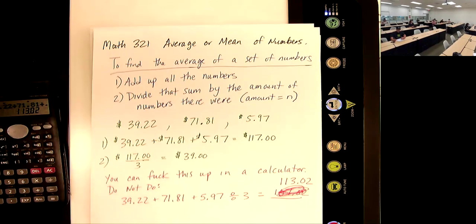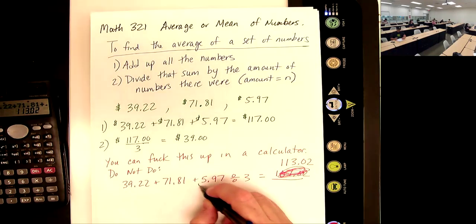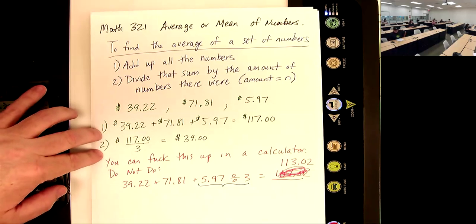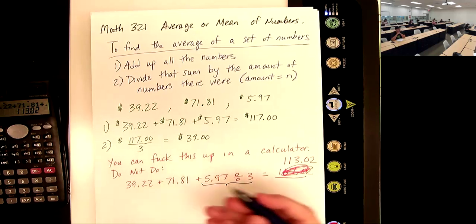Okay. So what's going on here? What's really the problem here is, when we do it like this, the 3 is only being divided into the 5.97. So you have two options. One is do it in 2 steps like I did. Or some calculators have a parentheses key.